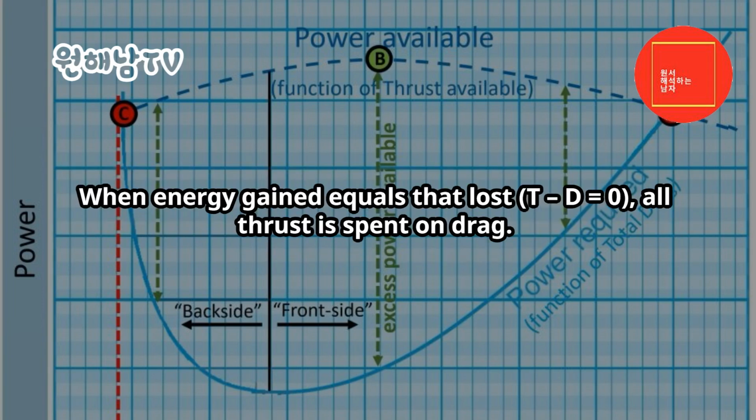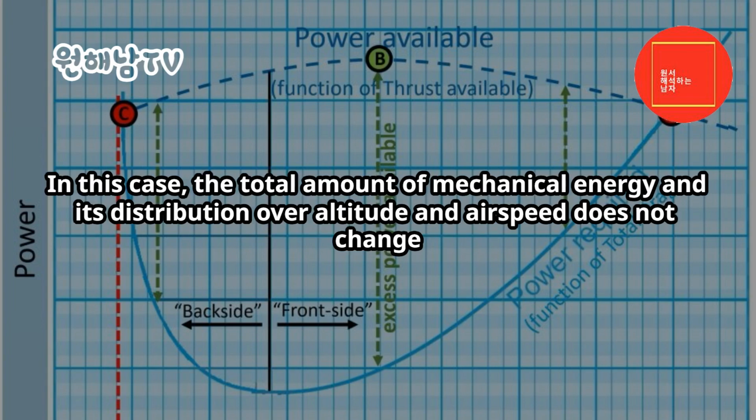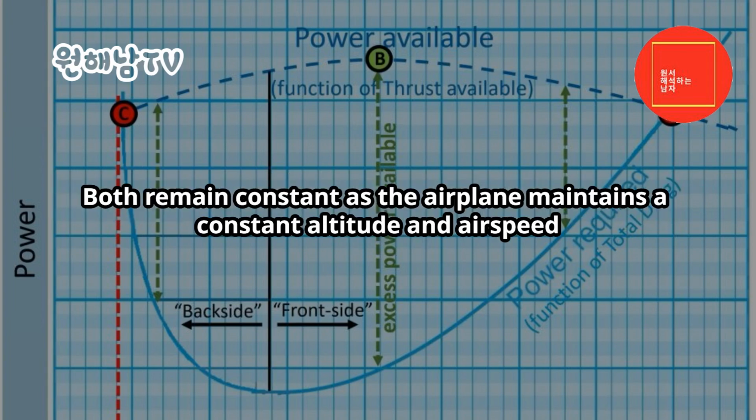When energy gained equals energy lost, T − D = 0, all thrust is spent on drag. In this case, the total amount of mechanical energy and its distribution over altitude and airspeed does not change. Both remain constant as the airplane maintains a constant altitude and airspeed.